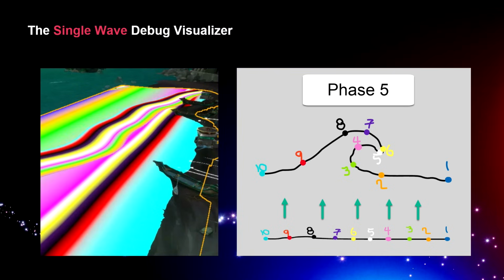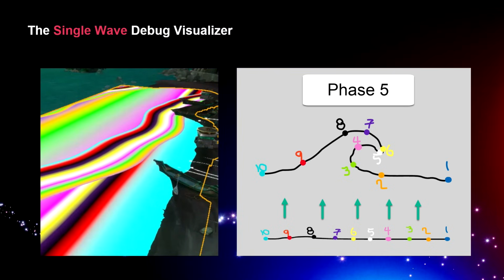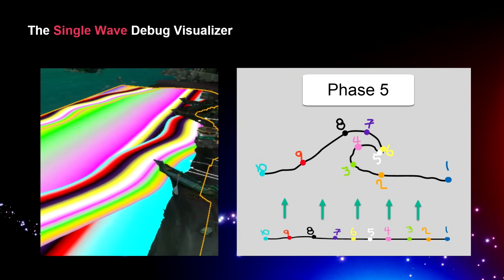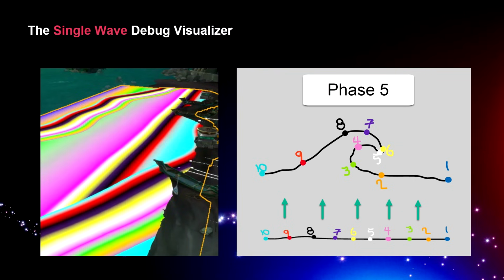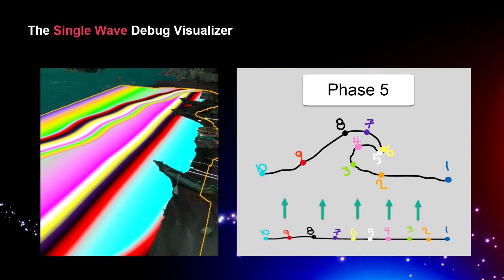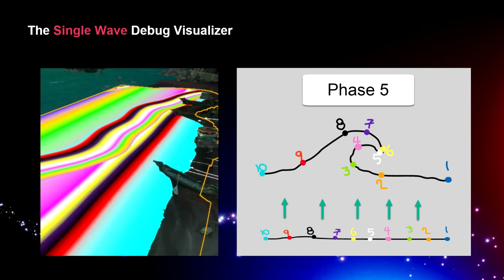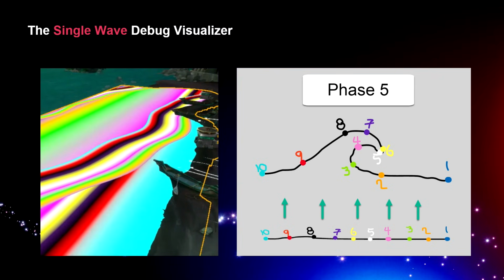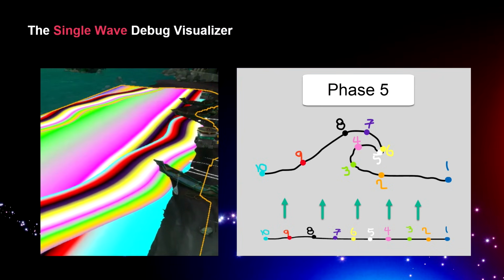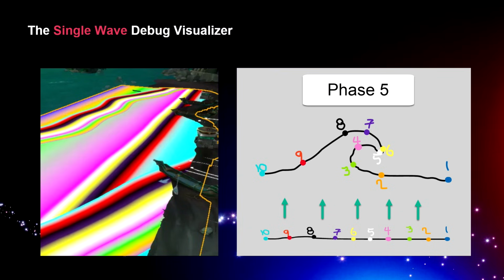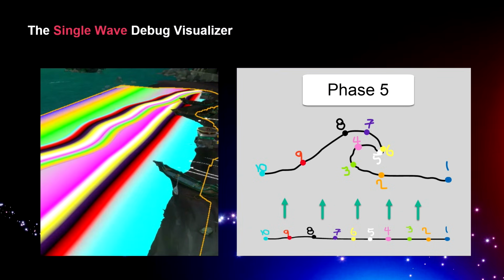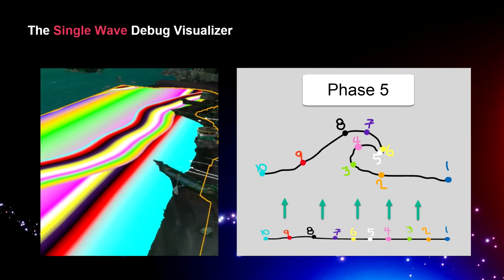So the job of the phases visualizer is to inform on which phase each vertex is located on. And the job of the single wave visualizer is to inform about where the wave currently is and which control point should currently be affecting each vertex.